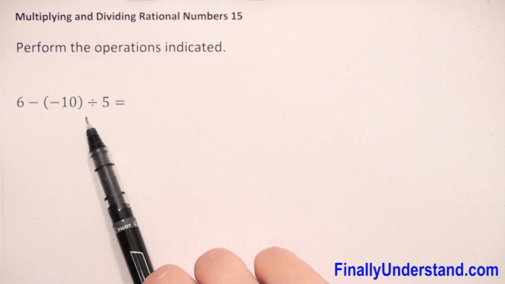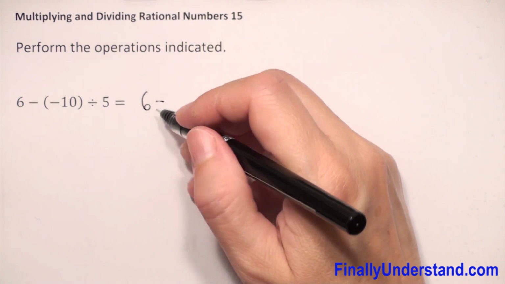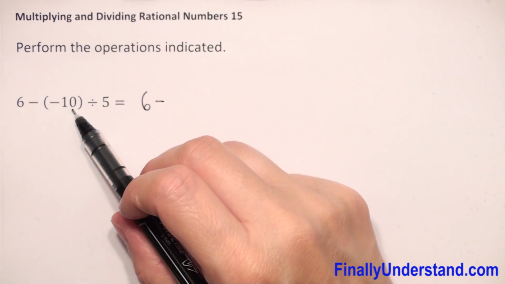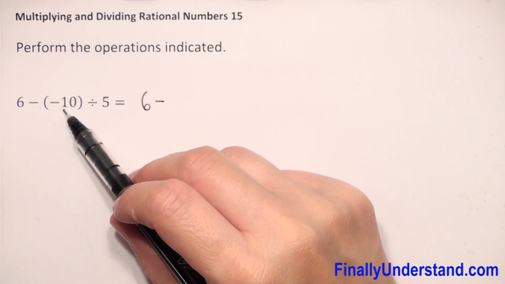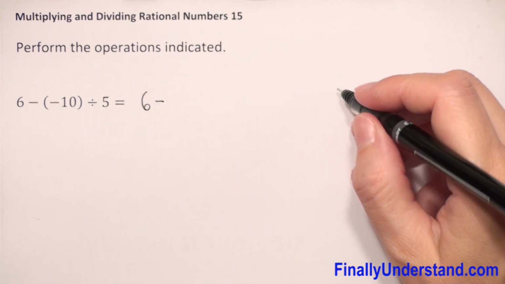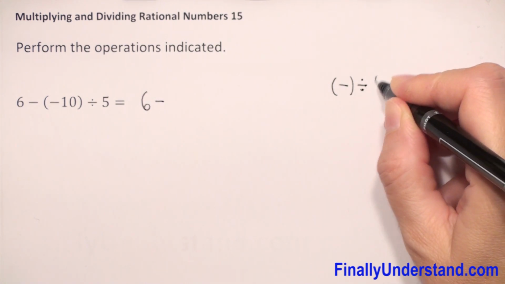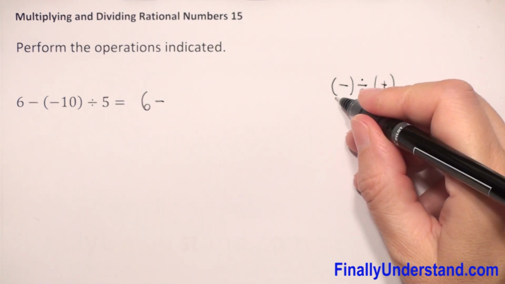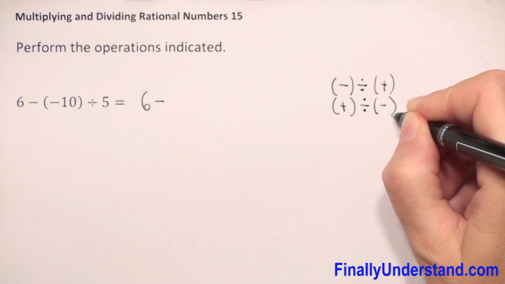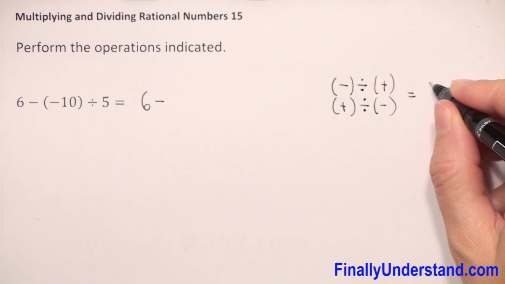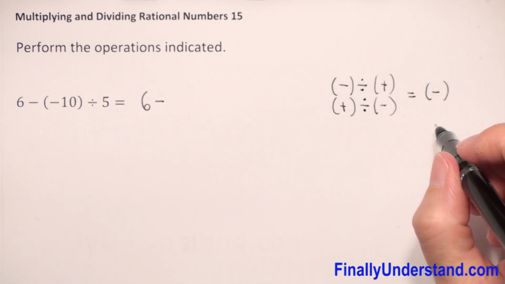So first we have to do division. To begin, we will rewrite 6 minus, and we have -10 divided by 5. We don't have any sign, so it's positive. Negative divided by positive. When we divide negative by positive or positive by negative, it doesn't matter, the answer is always negative. It's the same rule as for multiplication.